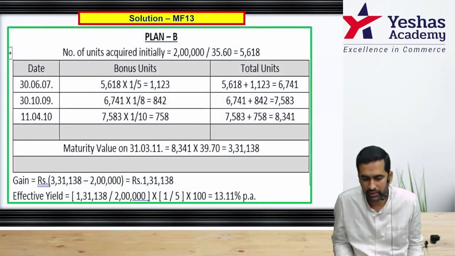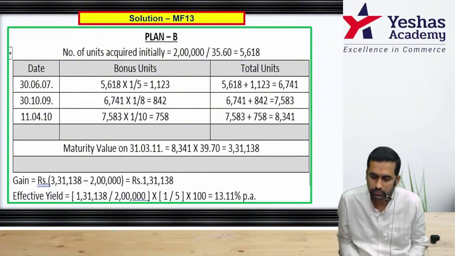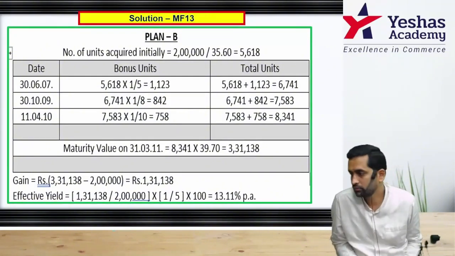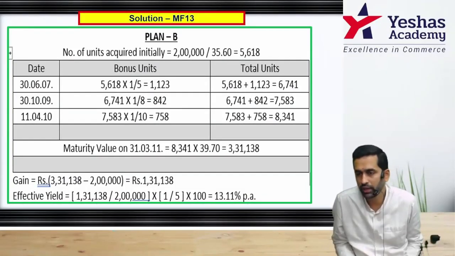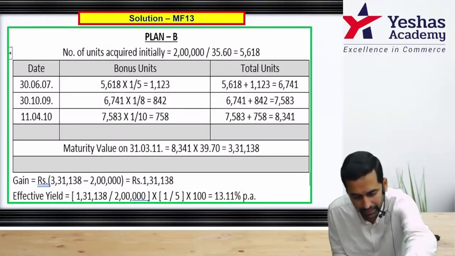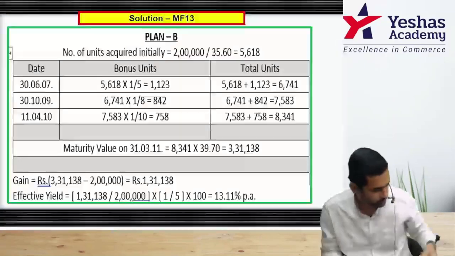Yes. Are we getting 8341 approx? And that will be sold at what rate now? 39.7. 331,138 minus original investment was same 2 lakh rupee. So the difference is 131,138, but this is over a period of 5 years.